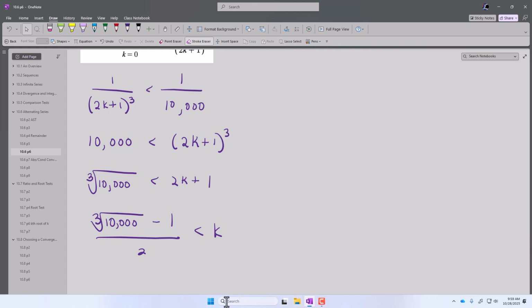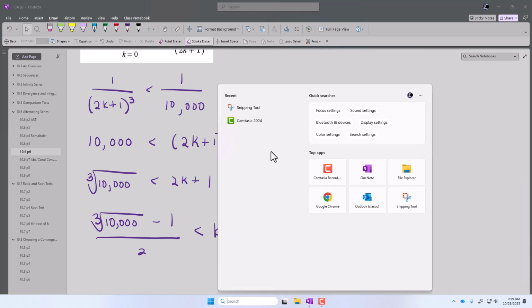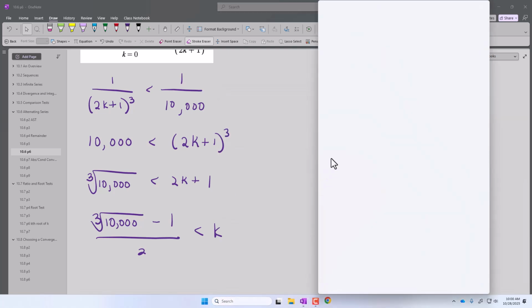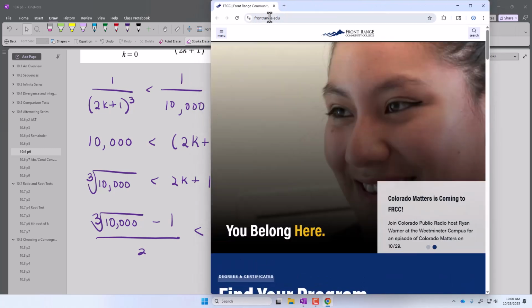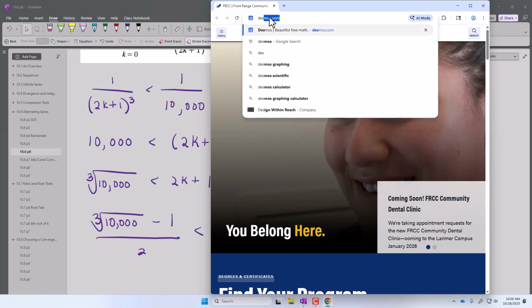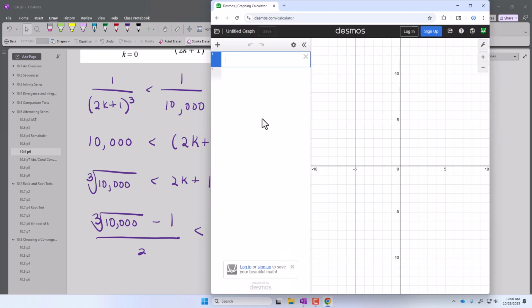I'm hearing different numbers, so let's find out. Go to Desmos. You don't always need a calculator, but sometimes you do. So we have 10,000 raised to the third power minus 1 over 2. I'm getting 11.